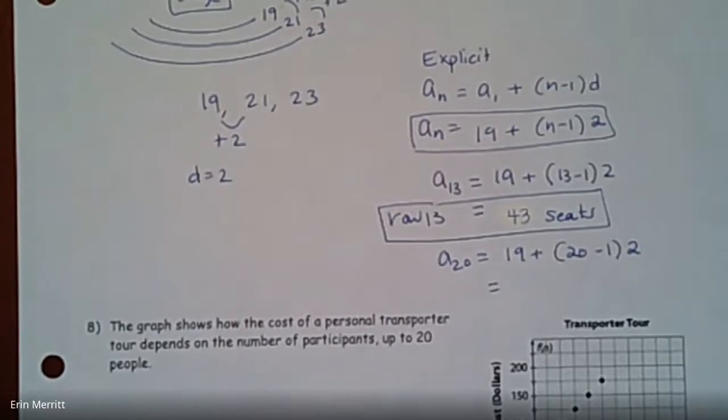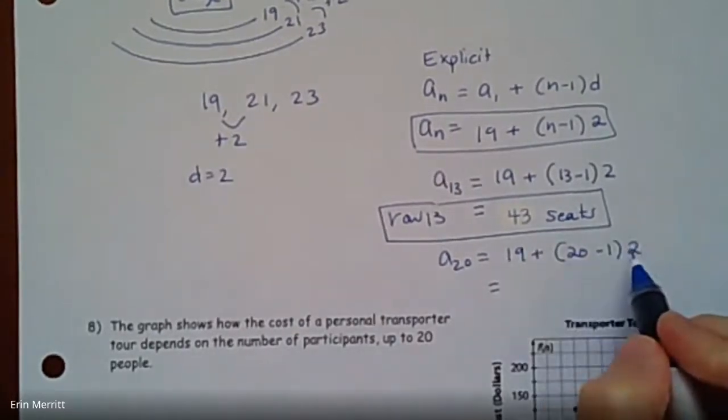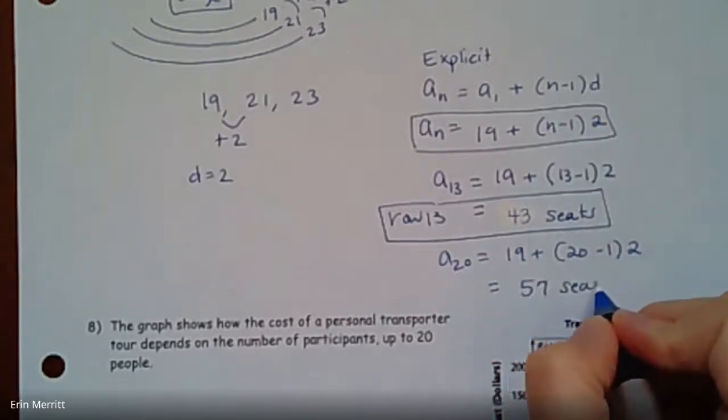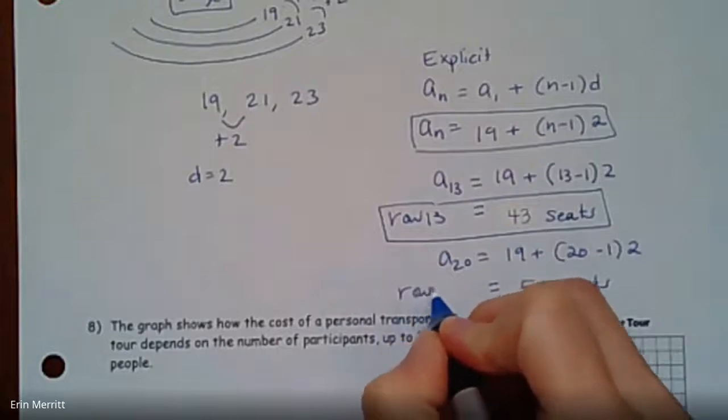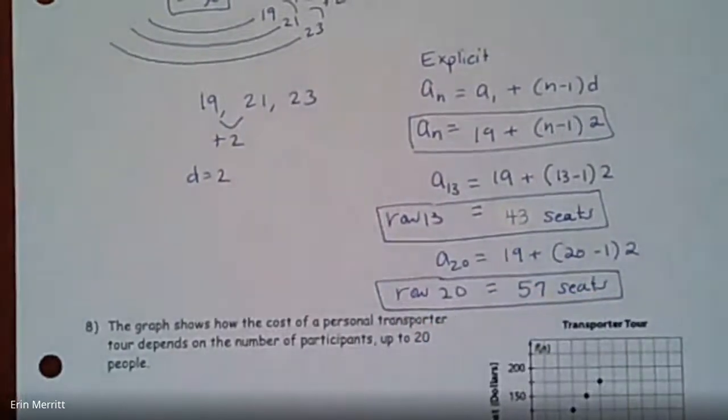When you plug in the second one, wild guess what that turns out to be. This would be 19 times 2 plus another 19. This is the one that gives us 57. Sorry about that. So then in row 20, you would have 57 seats there.